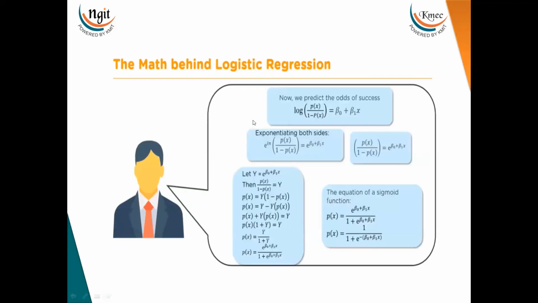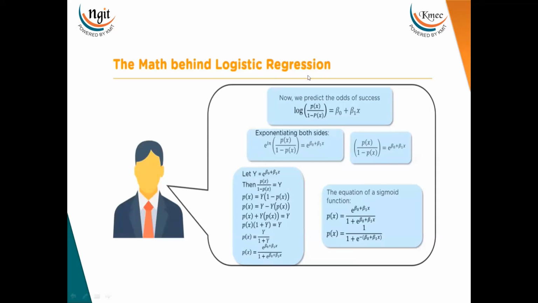Now, if I use this straight line equation for predicting the odd value of success, the odd value of success we know is p of x divided by 1 minus p of x. If I keep this value in the place of y, and if I find the log of that, the equation will look like this. And to solve this equation, I'm using the exponential on both sides. When I solve this equation, I'll get the result of probability. I'm trying to find the probability of the event happening or not happening.